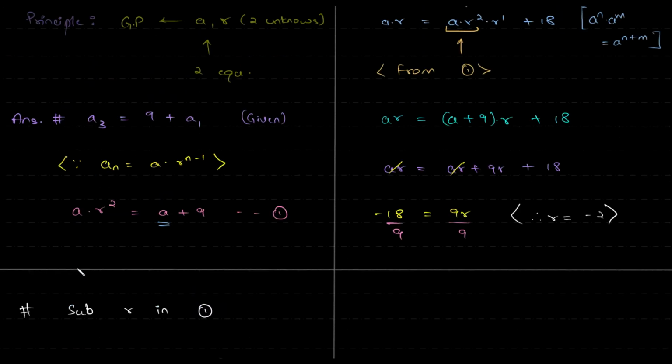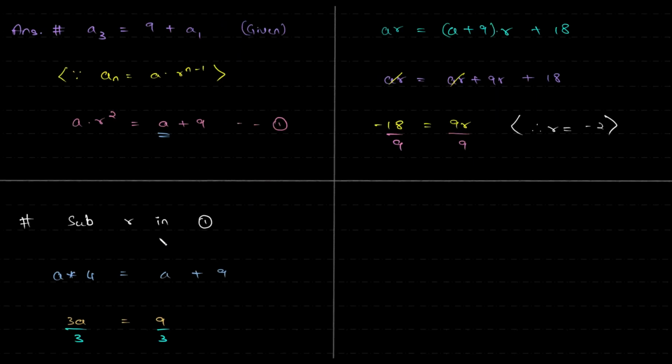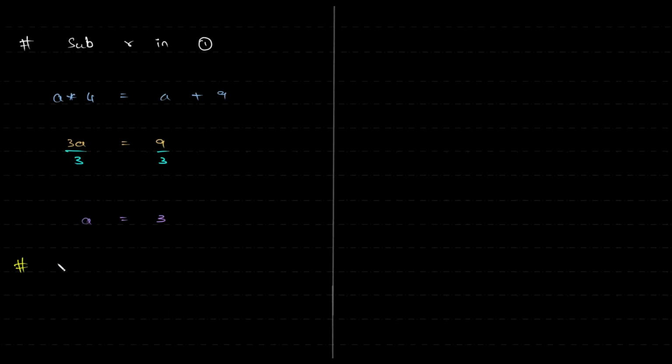So this is not the final answer because we need to write the sequence, right? That's the question if I'm right. Find the first 4 terms. Yes. So the first term clearly is 3. Therefore the GP is 3, and then we have minus 6, and then we have 6 into 2, that is 12, and then we have minus 24, right? So those are your 4 terms.